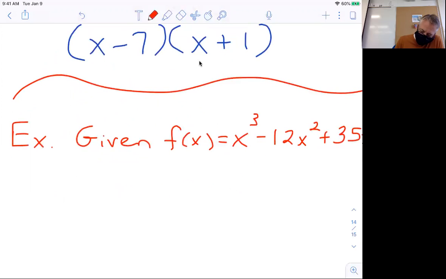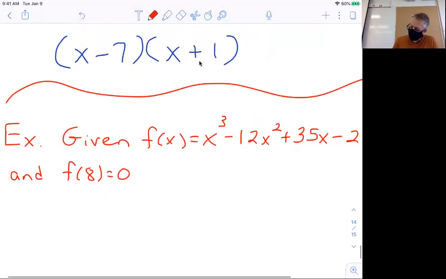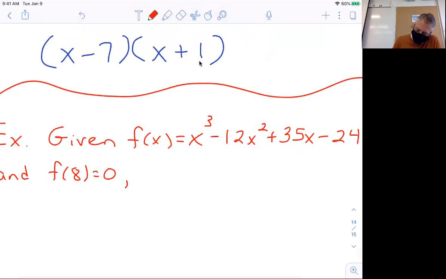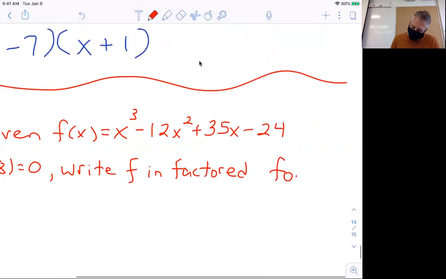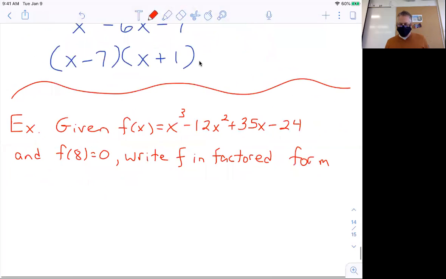And I'm going to change wording just slightly. Let's say that f of 8 is equal to 0. Okay, that's basically the same thing we did in the previous problem, and I'll show you exactly what that means. But all we want to do is write f in factored form, just like we just did, okay?